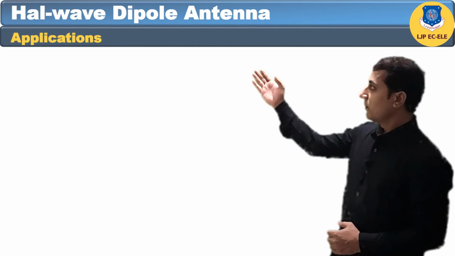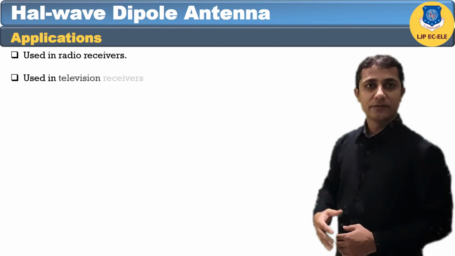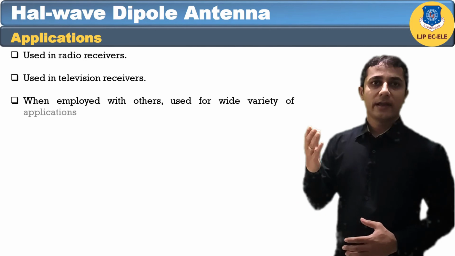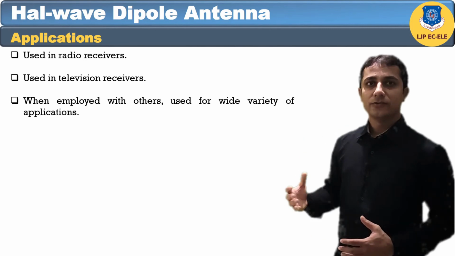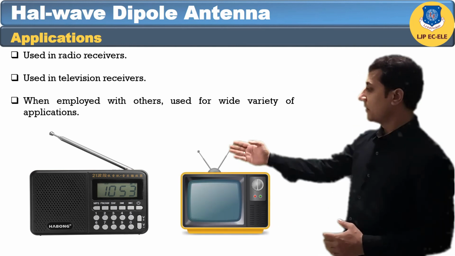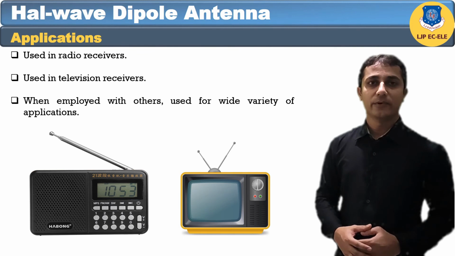Now let's see what the applications are. It is used in radio receivers, television receivers, or when employed with others, for a wide variety of applications. Here we have some pictures of the applications where the half wave dipole or dipole antenna are used.